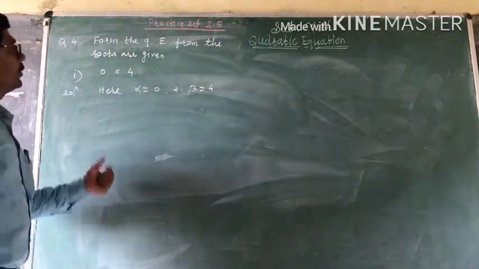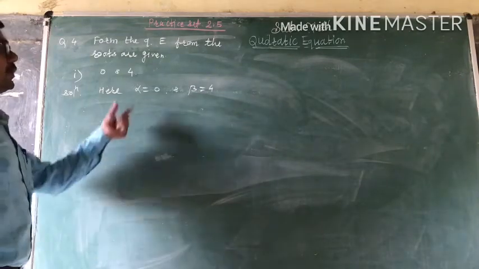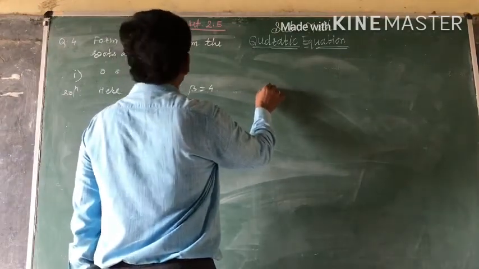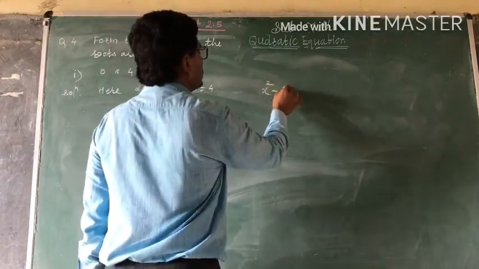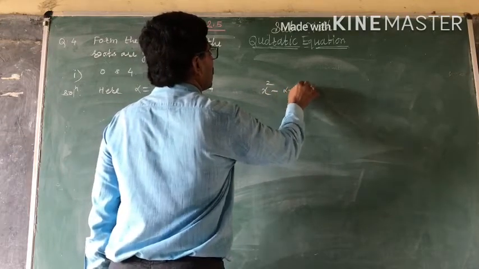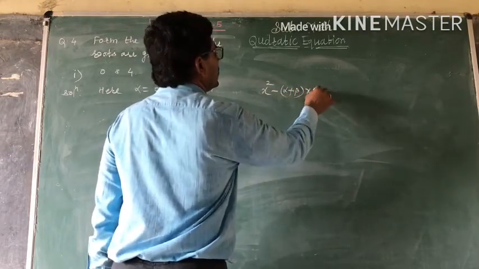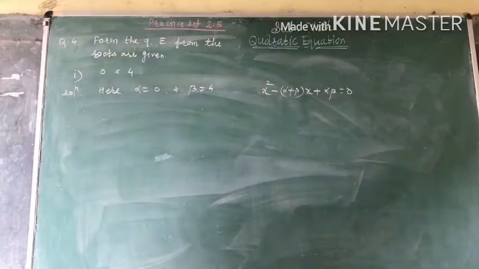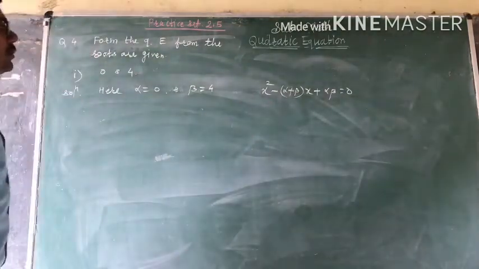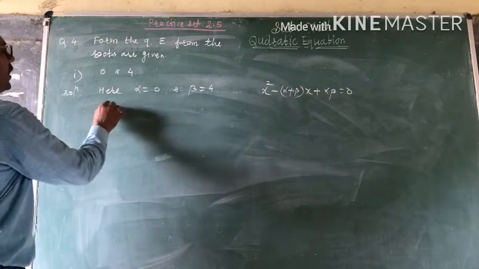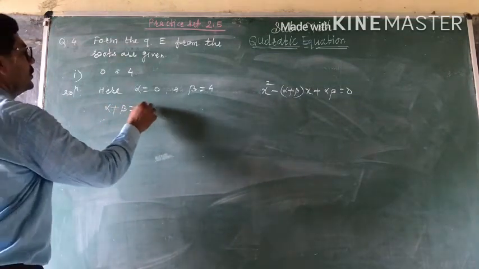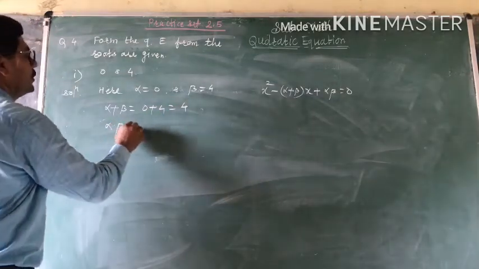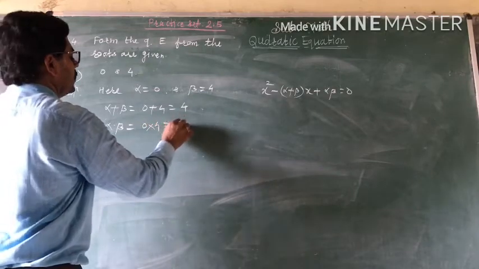We know the quadratic equation when two roots are given, the equation in variable x, is x square minus sum of the roots into x plus product of the roots is equal to 0. For that, first find alpha plus beta is equal to 0 plus 4 is equal to 4, and alpha into beta is equal to 0 into 4 is equal to 0.